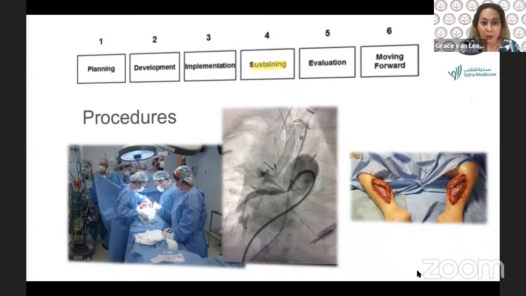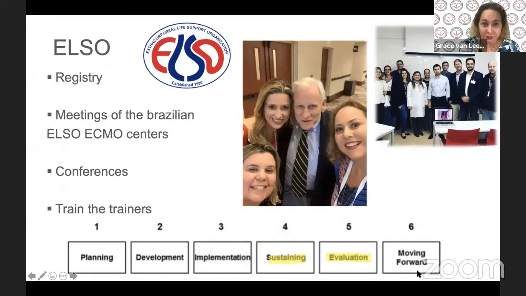ELSO was always very important to us. We were part of the registry since the first case. We had no idea what we were going to report to ELSO. Well, thank God it was a good result, but we didn't know. But we had this idea that we are going to send our data because we need to be true with science.